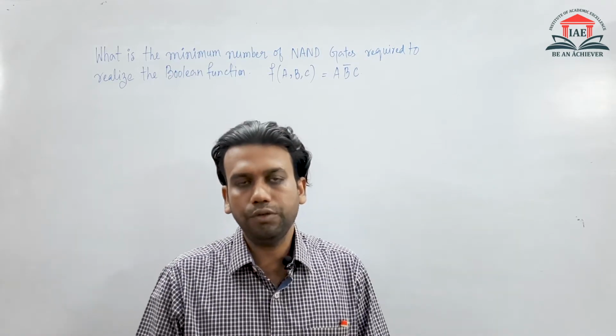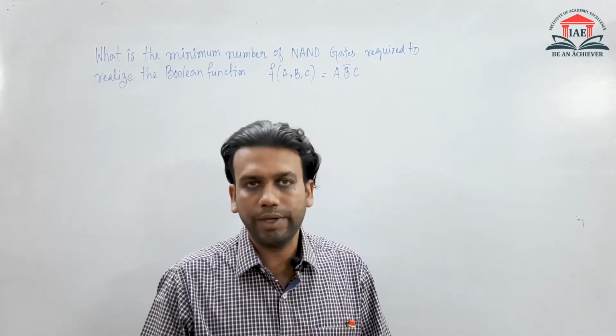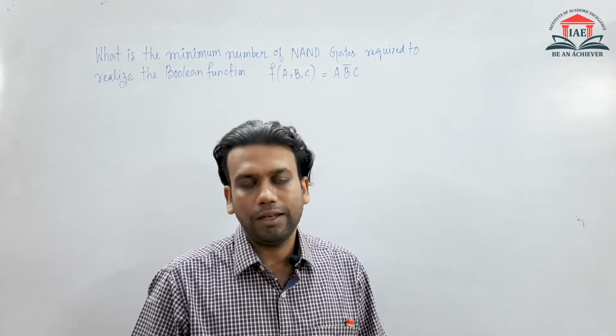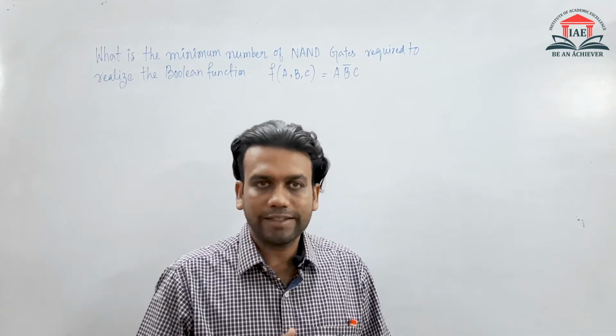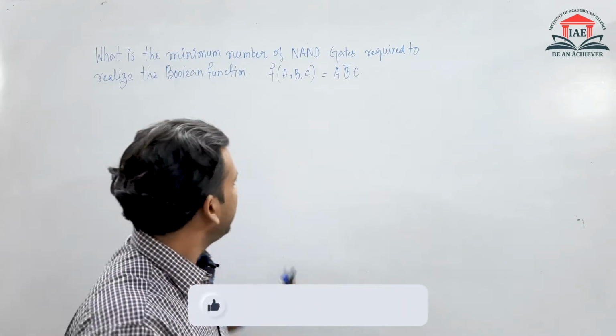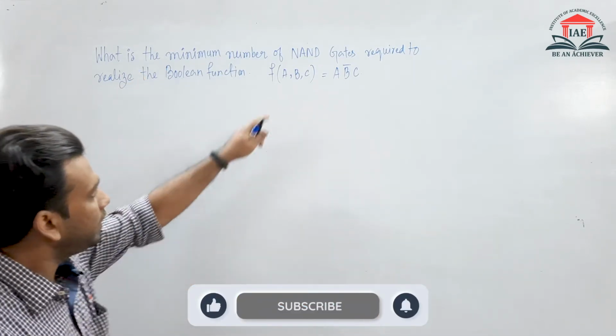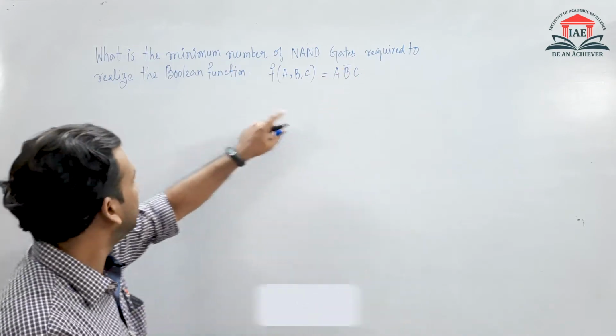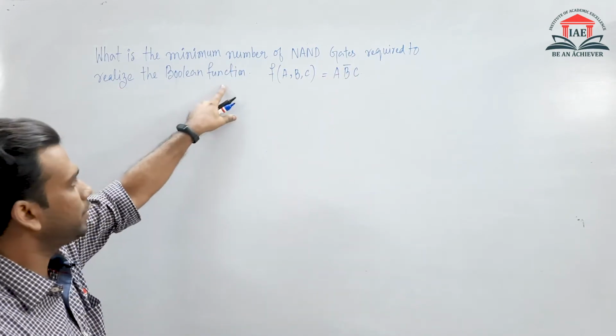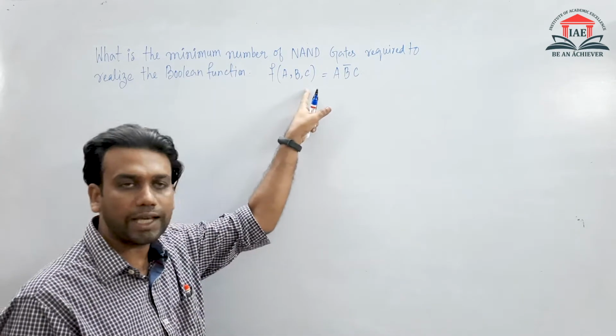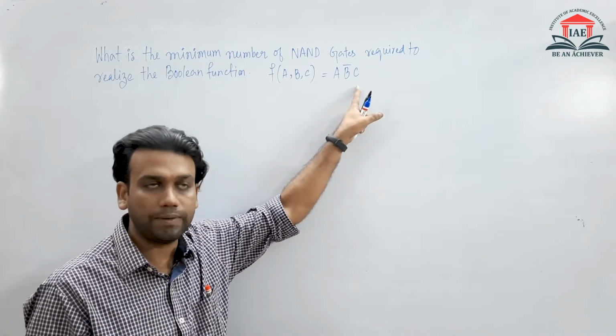In this video, we are going to discuss a numerical on the logic functions. So let's get started. In this numerical, what is written? What is the minimum number of NAND gates required to realize the Boolean function? और Boolean function क्या given है? ये वाला Boolean function given है.